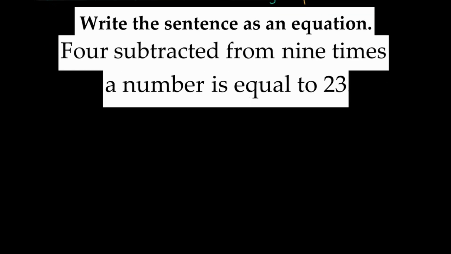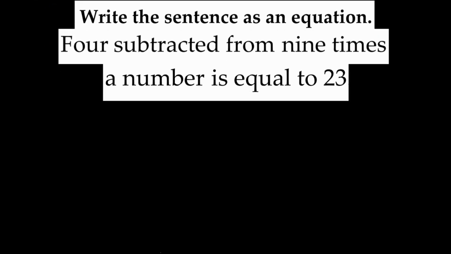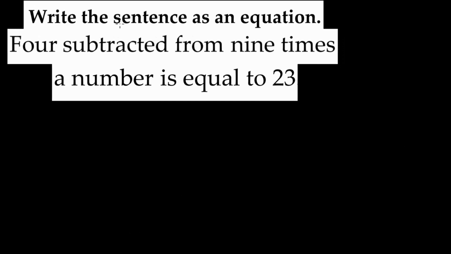Now, assuming that you have attempted the problem, let's start working through it. And since we need to write this sentence as an equation, we will need to define a variable. In particular, when we're referring to a number here, this can be our variable. We can say that x is a number or the number that we're looking for. And we just need to work out how to write this as an equation. We have 4 subtracted from 9 times that number x, and that will be equal to 23.